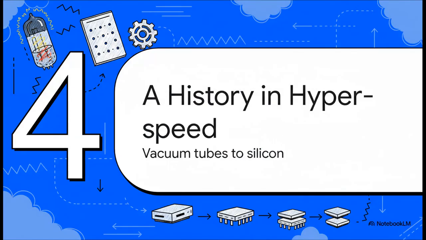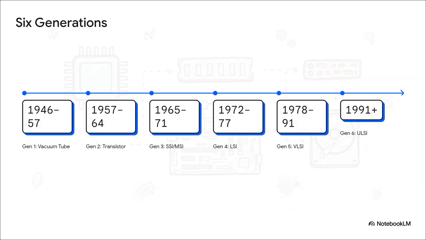And that brings us to our final section. We know how computers work today, but how on earth did we get here? This is your history lesson in hyperspeed, a quick trip through time to see how we went from room-sized calculators to the devices we have today. It's honestly amazing. In just a few decades, we've blasted through 6 generations of computing.